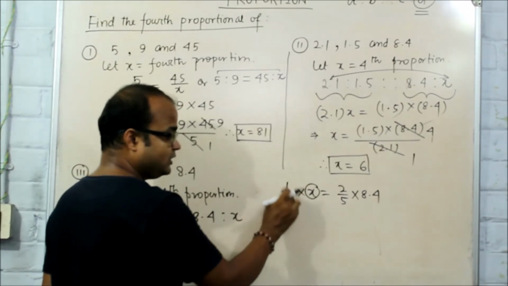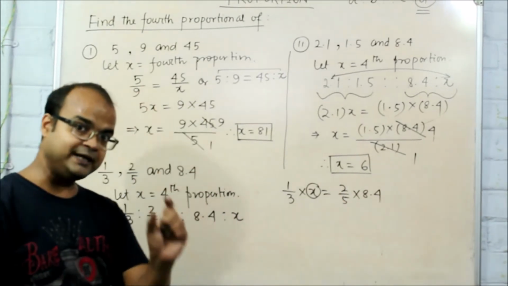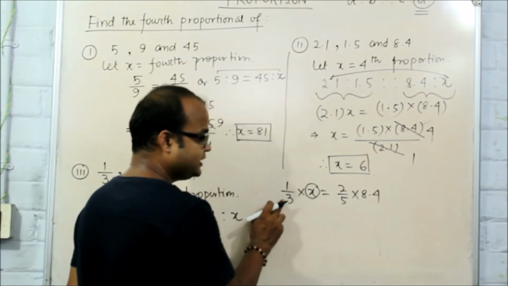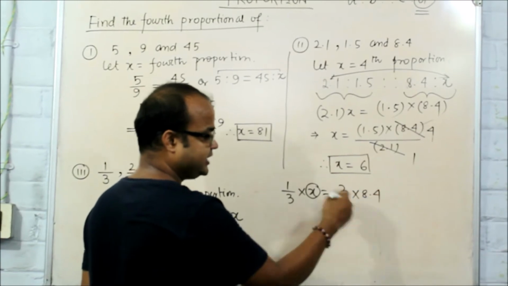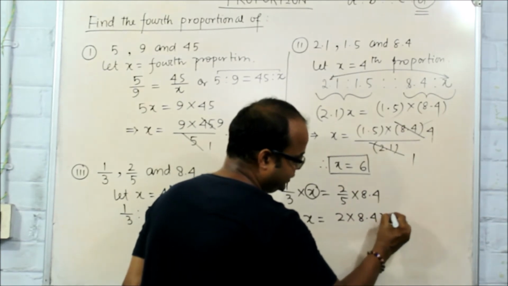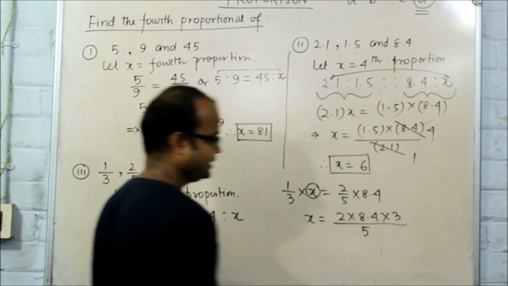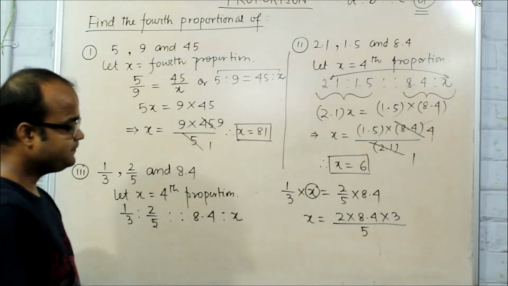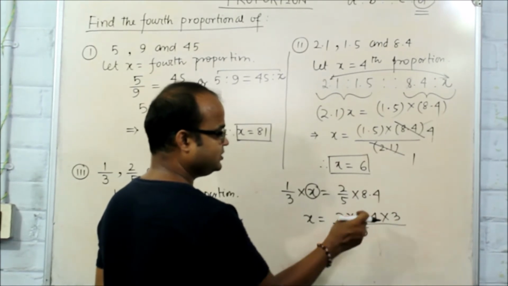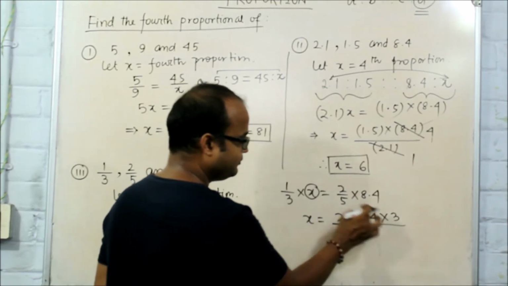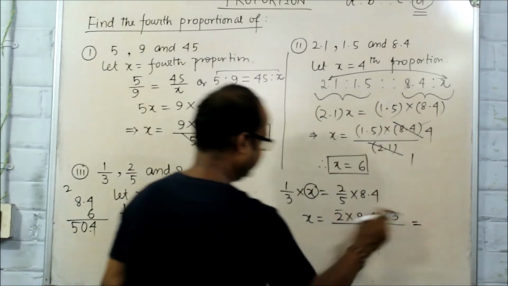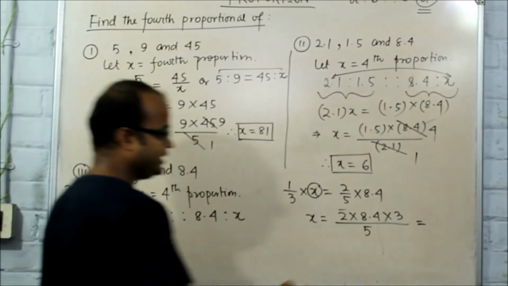Now we need to find out the value of x. So we need to take 1 by 3 to the other side. So 1 by 3, if we take this to the other side, it will become 3 by 1. This 3 is in the denominator, so when it changes the side, it will become the numerator. So 2 into 8.4 into 3 by 5. Clear? Now you can simplify this. Now see, 5 will neither cancel with 3, nor will 8.4 cancel with 3. So multiply these two, and you will get 50.4 by 5.